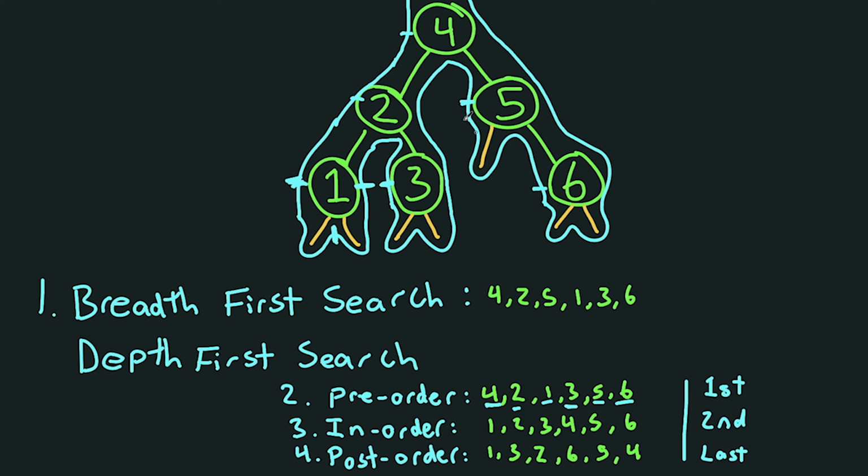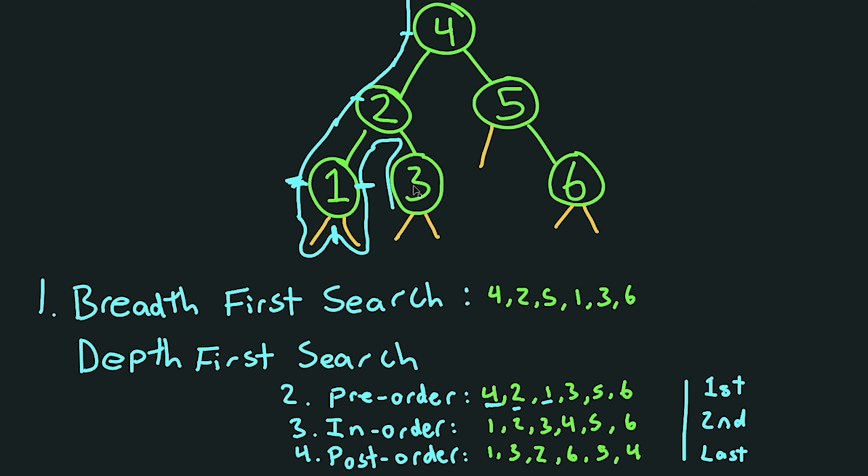And our order is 4, 2, 1, 3, 5, 6. Okay, so that's pre-order traversal. The first time we see the node, the first time we come across the node in our traversal, we process it. Okay.